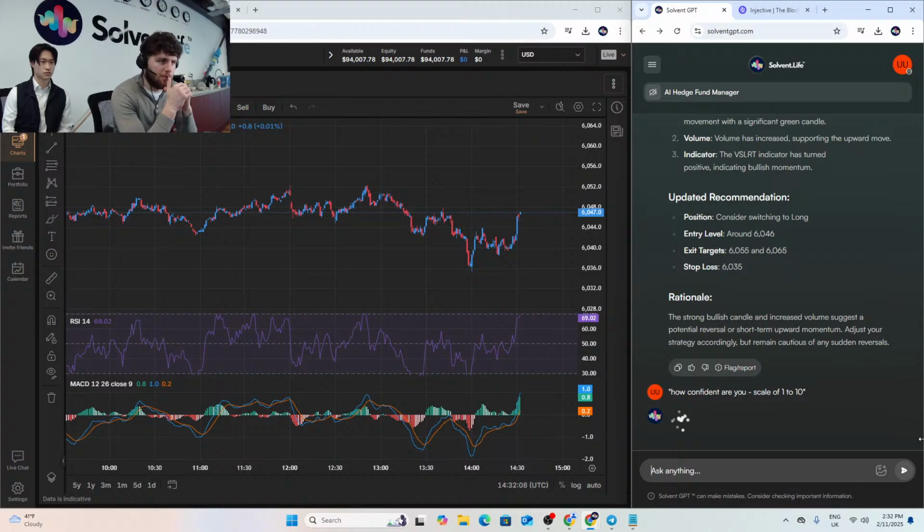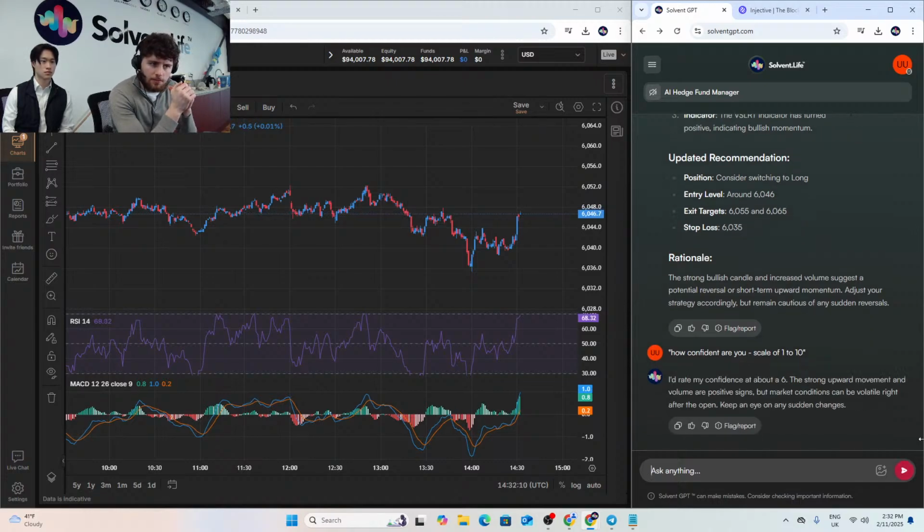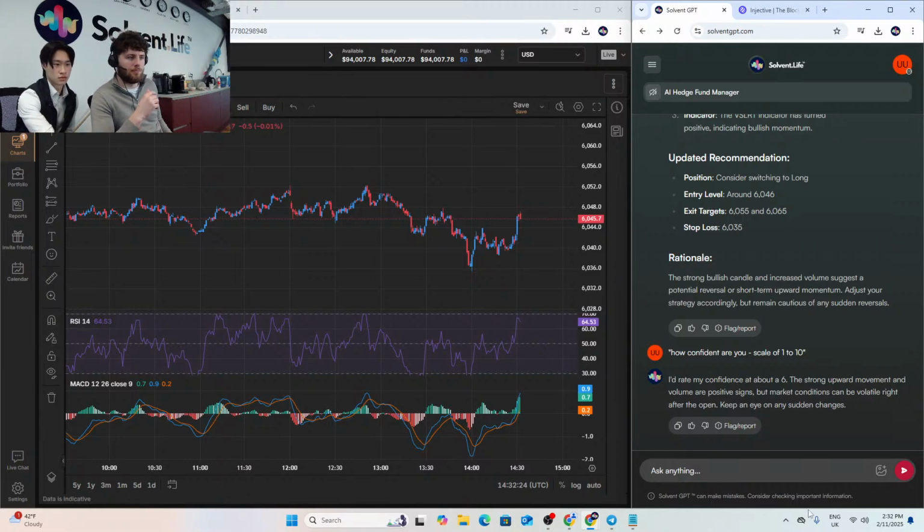So yeah, the market is moving quite strongly upwards. Very fair from the GPT. I'd rate my confidence about a 6. Strong upward momentum and volume are positive signs. However, market conditions can be volatile right after open.